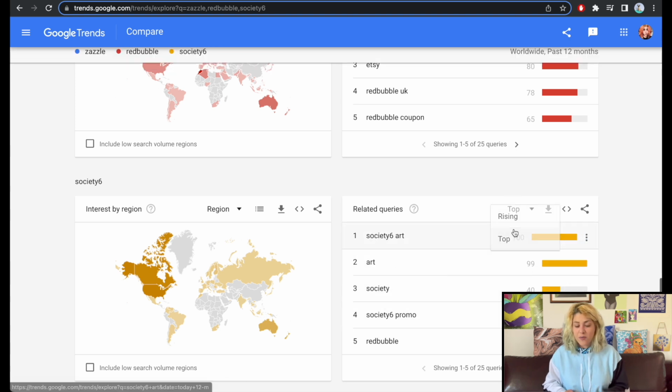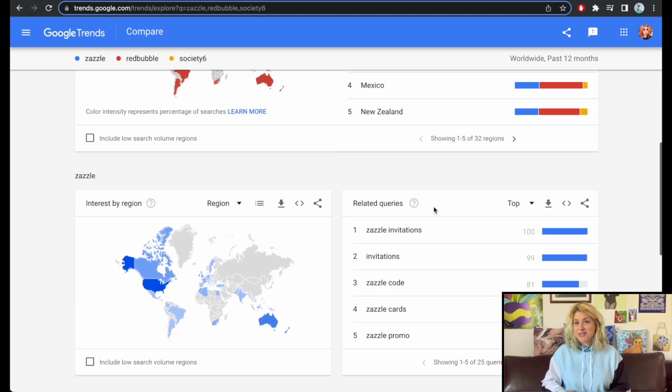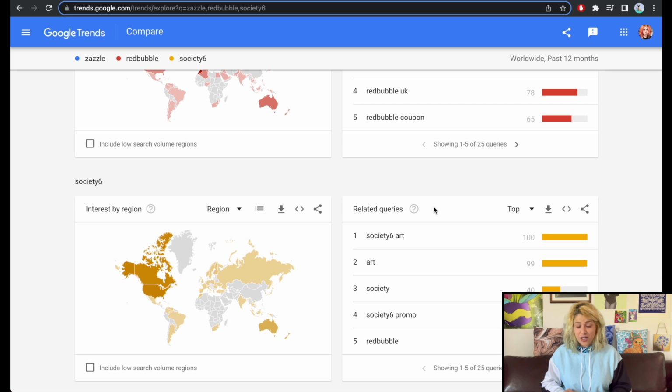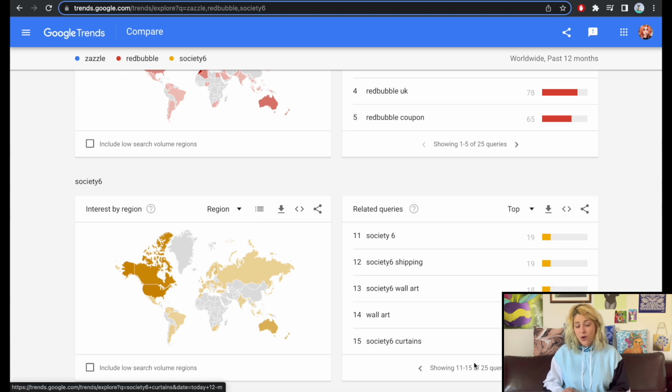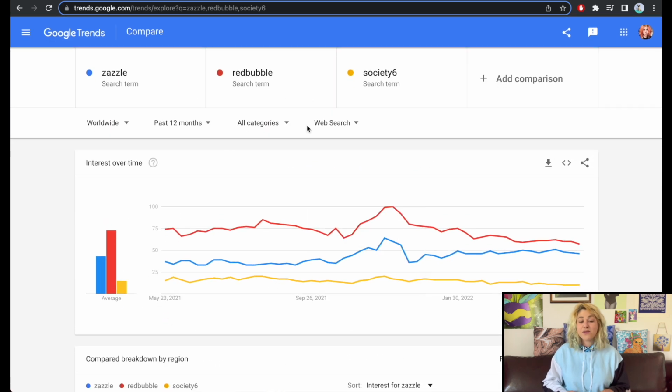But let's switch to top instead of Rising, and we find Society6 art. So if we're looking at this, RedBubble stickers and t-shirts, Zazzle invitations and business cards and baby showers, and Society6 art, and not just art, but also prints, as well as wall art, curtains, posters, art prints, shower curtains, and pillows. For me, that does look a bit better and more what I want to see. I don't know about you guys.